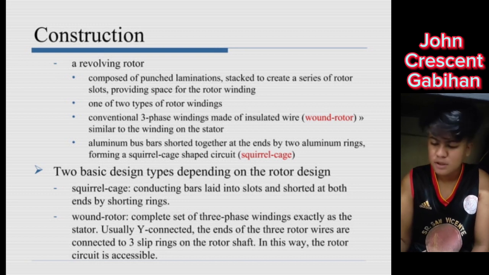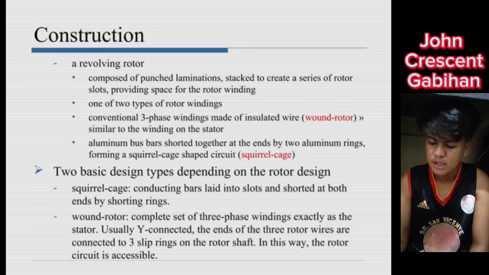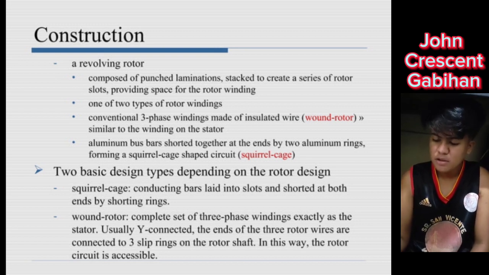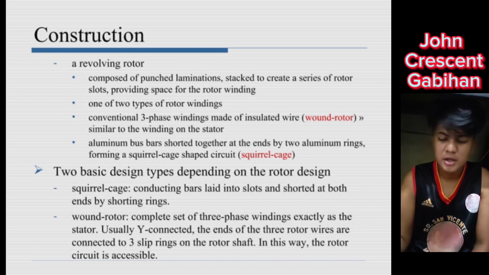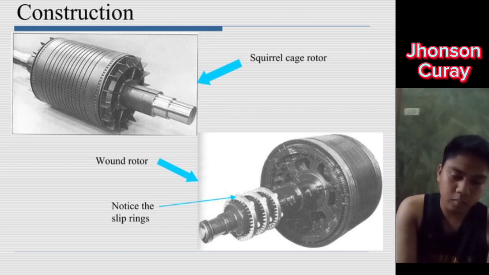Two basic design types depending on the rotor design. Squirrel cage: conducting bars laid into slots and shorted at both ends by shorting rings. Wound rotor: a complete set of three-phase windings exactly like the stator, usually Y connected, with the ends of the three rotor wires connected to three slip rings on the rotor shaft. In this way, the rotor circuit is accessible. There are two types of rotors. One is the squirrel cage rotor and the other one is the wound rotor.